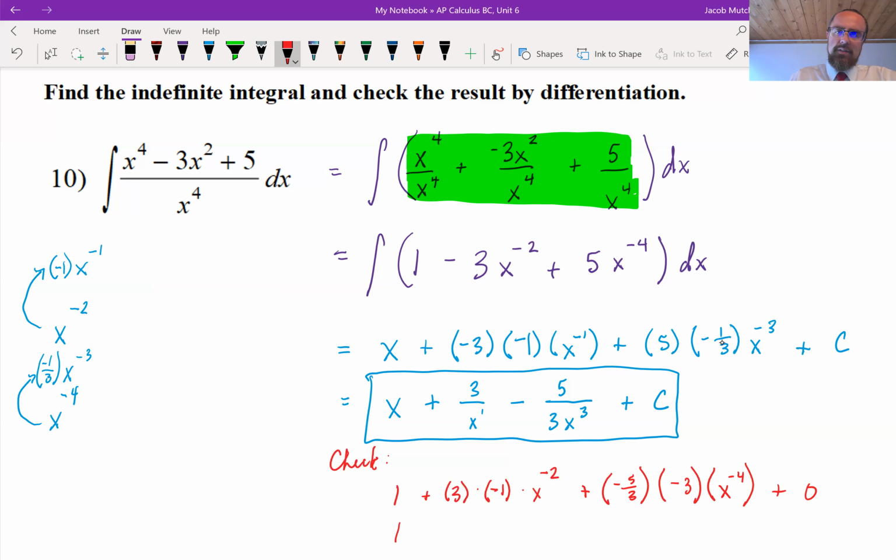So simplifying down, this is going to become 1 minus 3 over x squared. My 3's are going to cancel, as will my negatives, so that's plus 5 over x to the power of 4. And I can see that that essentially matches my integrand that I've got here. 1 is equivalent to x to the 4th over x to the 4th. We're seeing a similar simplification cancellation in x squared over x to the 4th. But that functions as a check for us. That matches up.